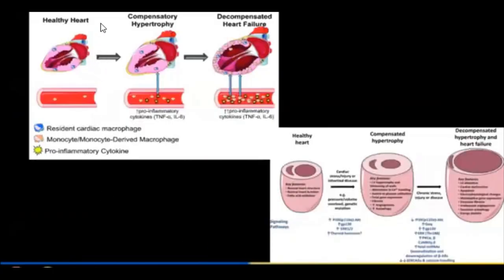And in a schematic, a healthy heart, compensatory hypertrophy when pro-inflammatory cytokines are present at an up level in the blood, and decompensated heart failure with pro-inflammatory cytokines at more concentration. And for example here, a healthy heart, compensated hypertrophy, and decompensated hypertrophy and heart failure.